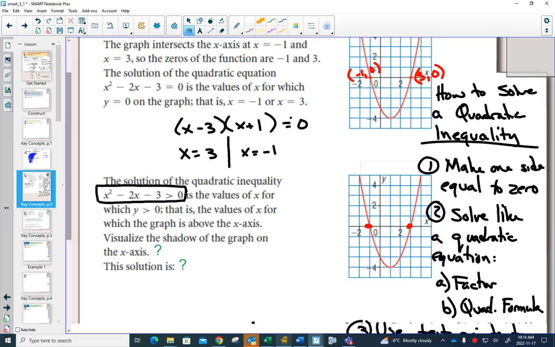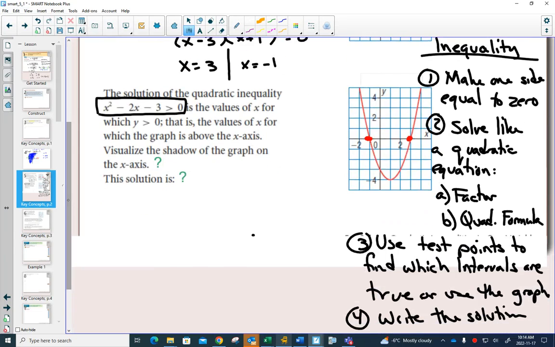Do some test points, plug in some values for x. You're going to guarantee you're going to get one that works if you plug in 0. That's a really easy mental math one to do. You will either find one that works or one that doesn't work if you plug in 0, and you'll be half done. Okay. We're going to put here true, false.